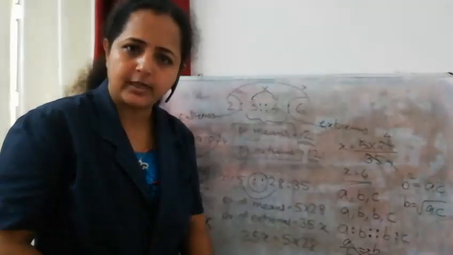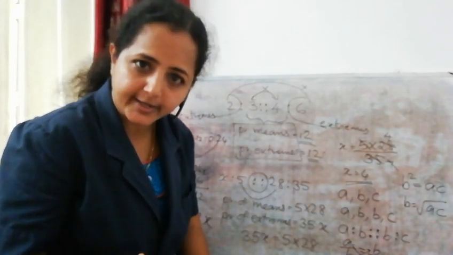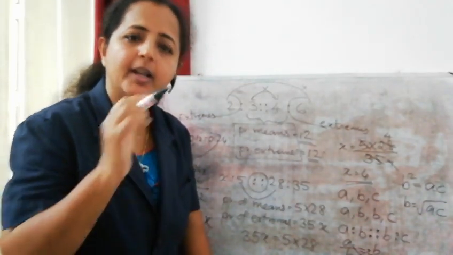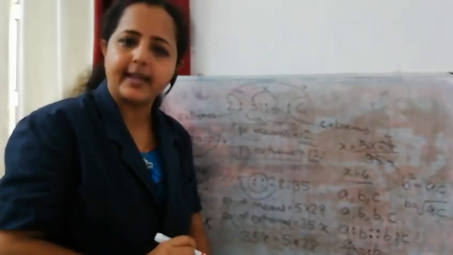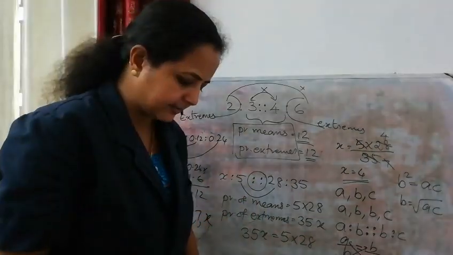Find the fourth proportional too. Three numbers are given, and we have to find the fourth proportional. That means it is not given, so we can take the fourth one as x. Then use the product of means equals the product of extremes.